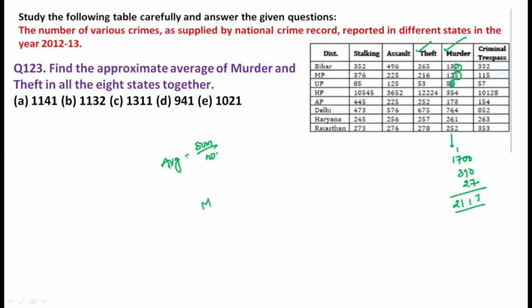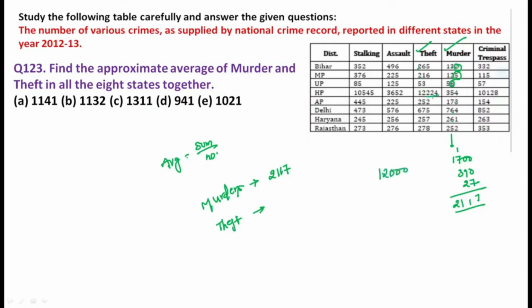Now you can get the murders value, which is equal to 2117. Now you just calculate the theft also. So 2, 4, 200, 400. So 400 plus, see guys, it's 12,000. Just leave the 12,000 alone.